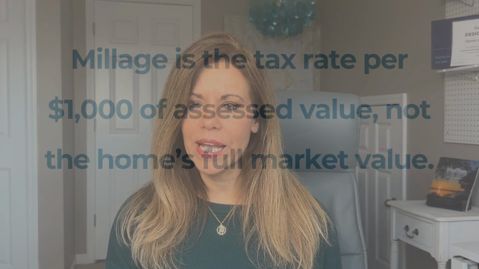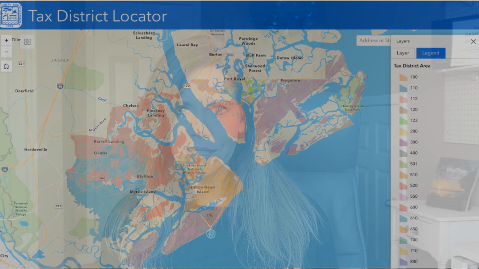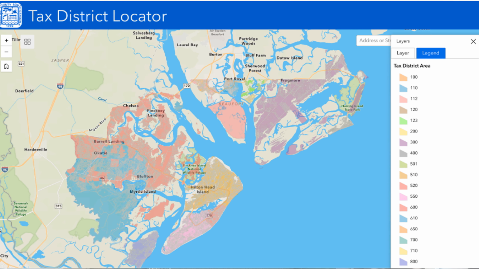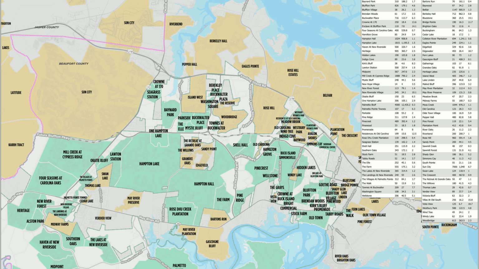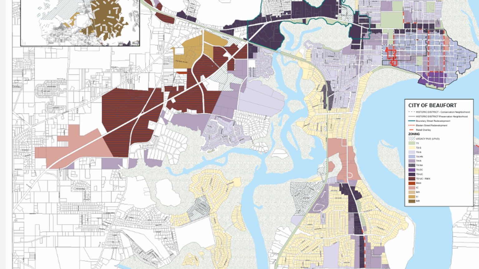Millage rates vary and are determined by the tax district. It's first based on the county and then whether or not the property is located within any municipal lines. For example, the town of Bluffton, town of Hilton Head, or city lines such as the city of Beaufort. Or rather, is it located in an unincorporated part of the county?